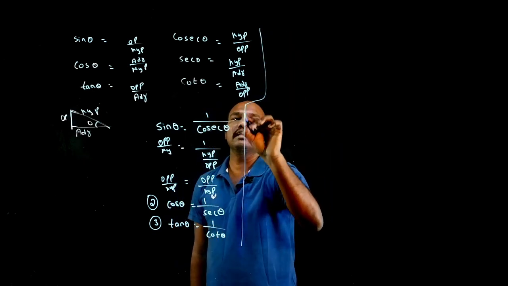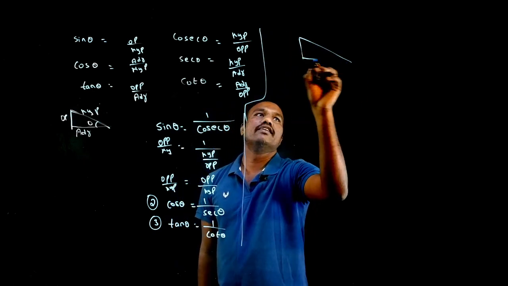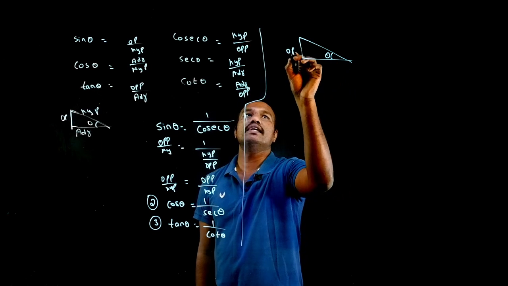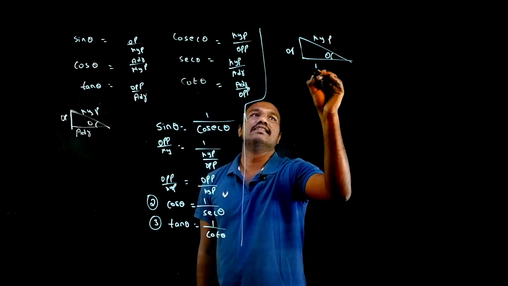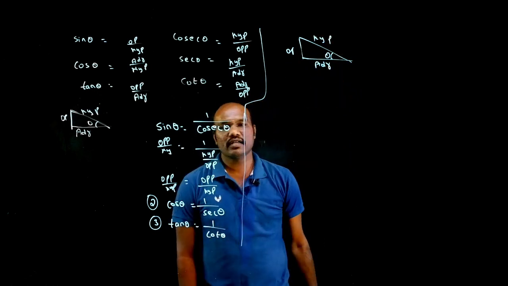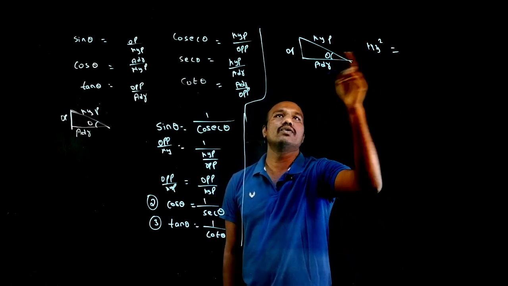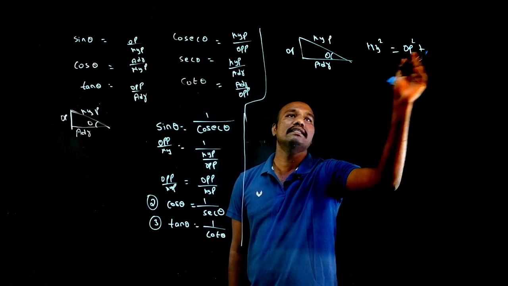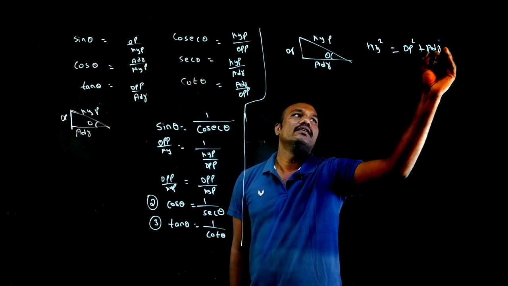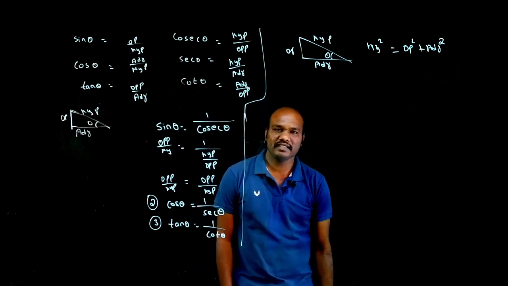Before going to the derivation, in the last class, one more thing we have told. If this is theta, if this is opposite, this is hypotenuse, if this is adjacent, what does Pythagoras say? Bigger square, that is hypotenuse square, is equal to smaller square plus smaller square. This is what Pythagoras has said, right?